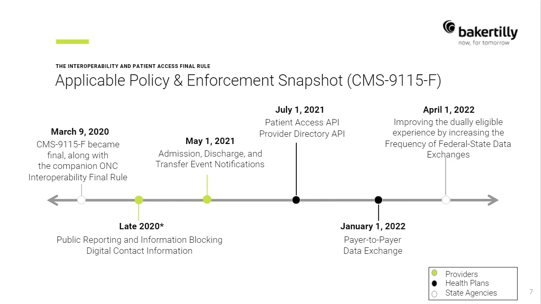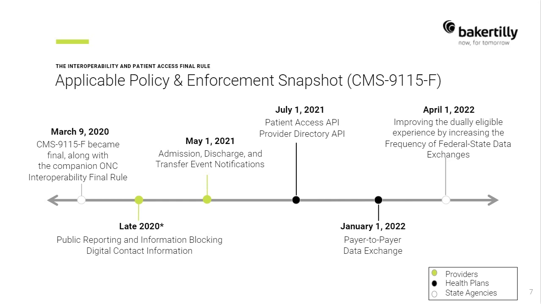CMS has indicated that they will be publicly reporting any providers that submit a no response to prevention of information blocking attestation statements under the Promoting Interoperability program as part of that first public reporting component of this rule. And then CMS is also requiring that providers maintain digital contact information in the NPES system and will be reporting providers that do not comply with this rule. So these first 2 components, provider focused, technically in effect now, though, again, Brad will cover a little bit more details here in the next coming slides.